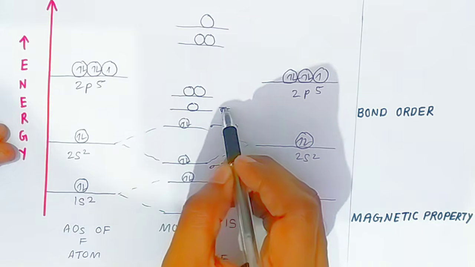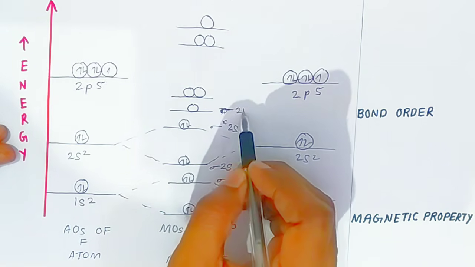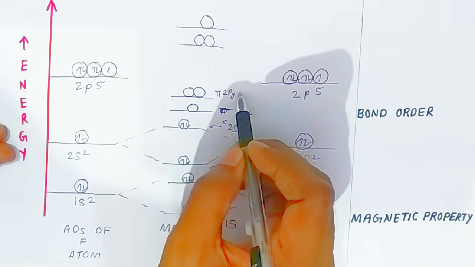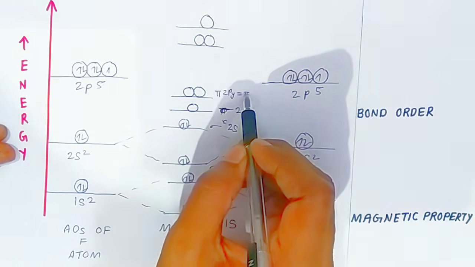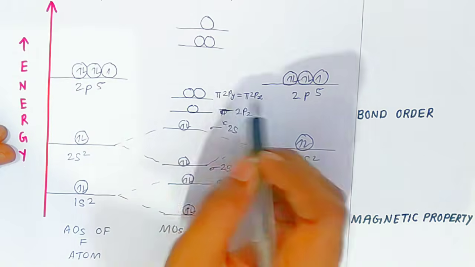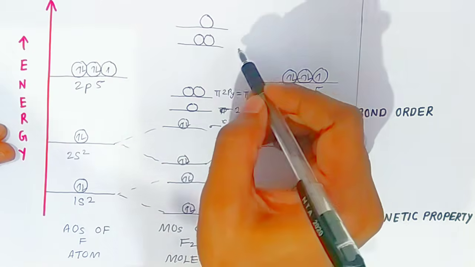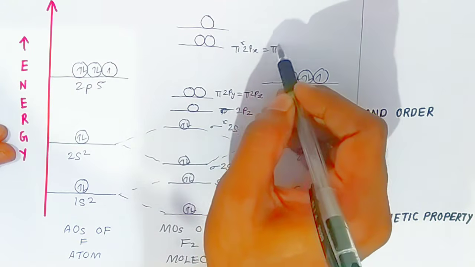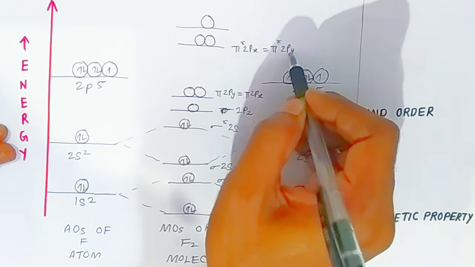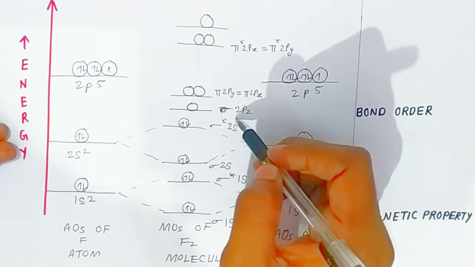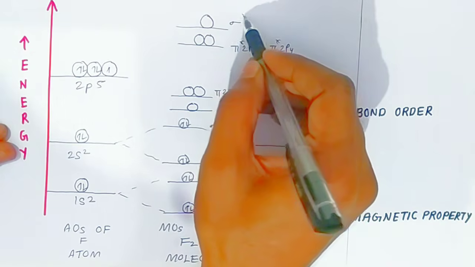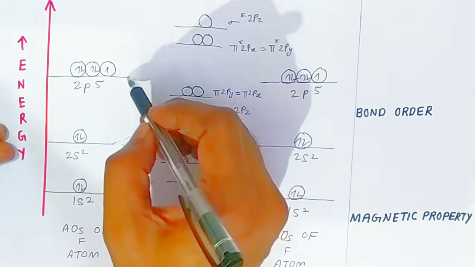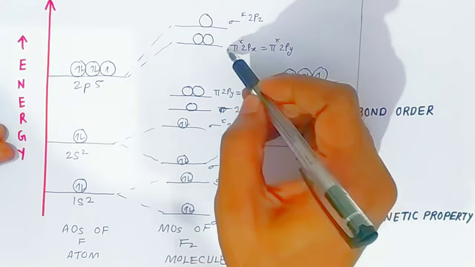So this is the sigma 2pz, and this is pi 2py, and this is pi 2px. All are having what? Same energy level. So its corresponding anti-bonding molecular orbital will be pi star 2px, which is equal to pi star 2py, and the sigma 2pz atomic orbital, its corresponding anti-bonding molecular orbital will be sigma star 2pz. So because they are coming from these 2 atomic orbitals, we have to put the dotted line like this.